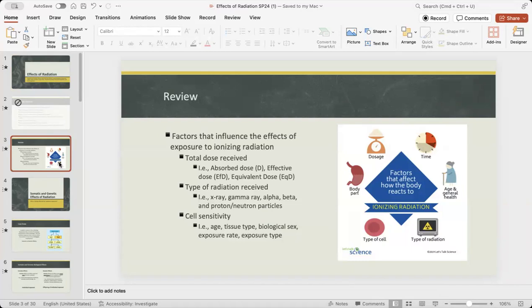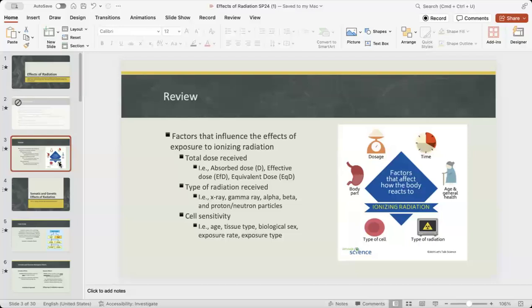And when we look at total dose received, a couple of measurements that we look at are absorbed dose. This is how much radiation is absorbed by the person. Effective dose. This is used to compare harm based on the radiation type and the tissue type. And that helps us understand the risk of long-term effects. And then lastly, equivalent dose. This is used to compare harm based on the radiation type.